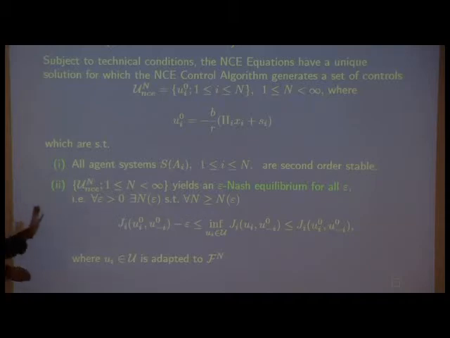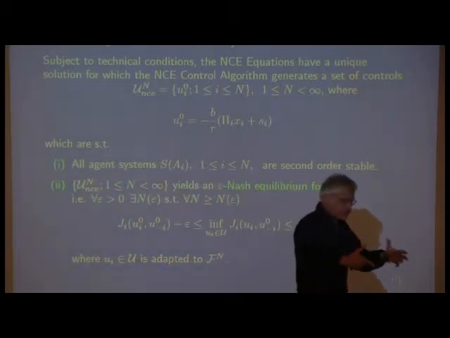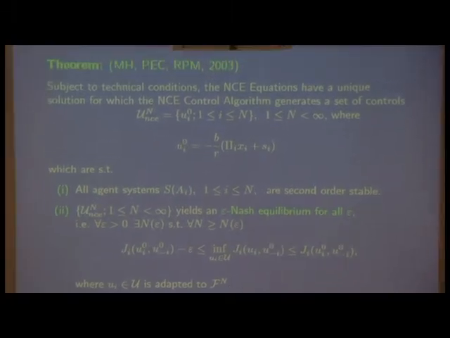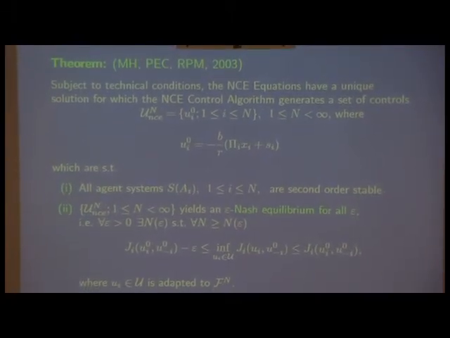Right, now here's the basic result, and all of the results to come have got this nature. So this theorem, if you wish, is the robust theorem for the theory. This is the kind of result that we get in more and more elaborate situations. So, subject to what I've said, are reasonable technical conditions, the NCE equations have a unique solution for which the NCE control algorithm, that was the specification of the control, generates this set of controls which form an epsilon Nash equilibrium for the whole system.